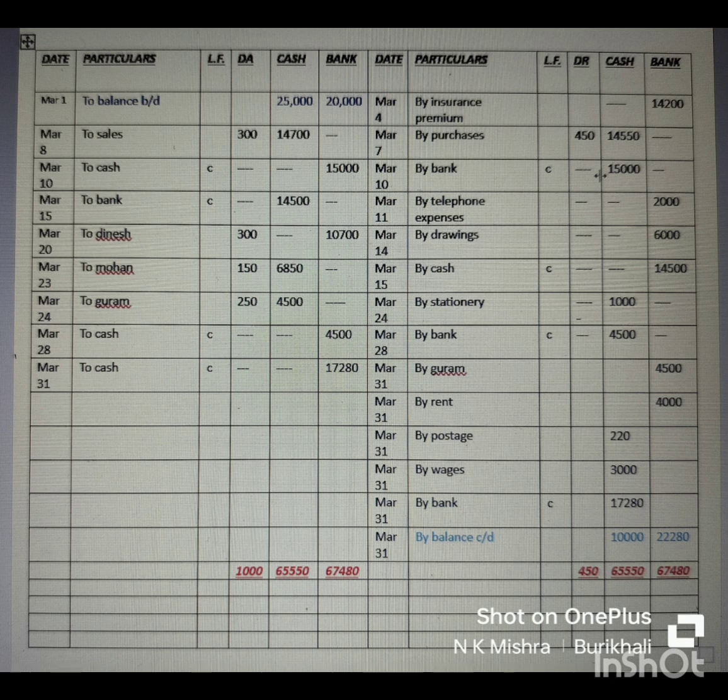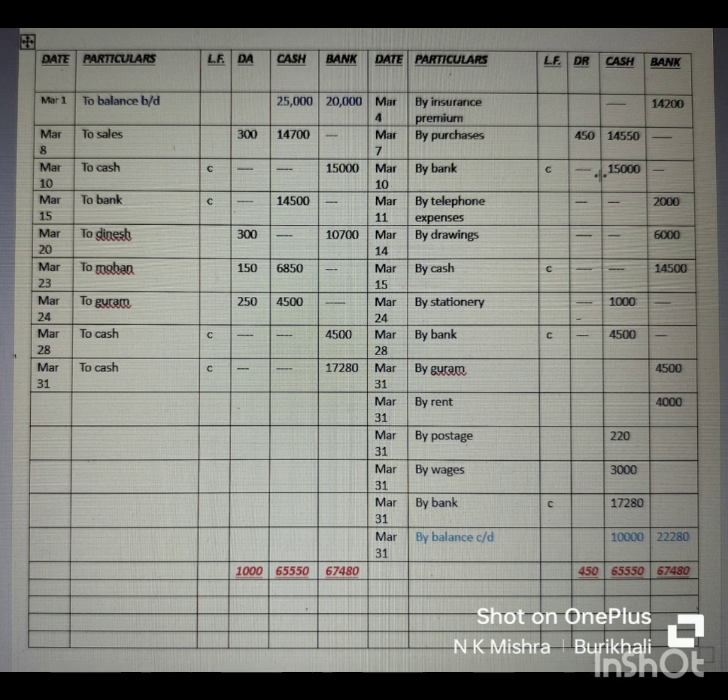If it were a credit bank balance, we would show it on the credit side as By Balance b/d, which is basically a bank overdraft. But in this sum it is a cash balance and bank balance, that's why I have shown it on the debit side. It is a favorable balance. I showed on the debit side To Balance b/d 25,000 and 20,000.